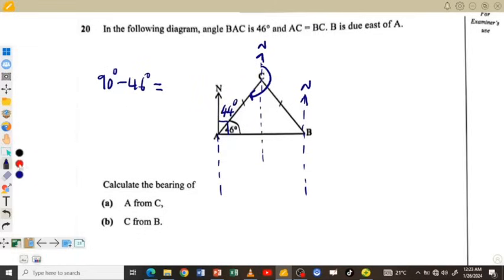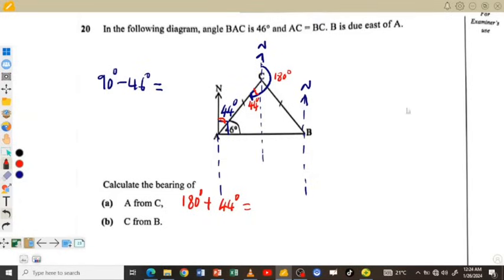Now, let us use one property. If you have a 46 right here, this angle and this angle right here are alternate angles. So even here, you're going to have 44 degrees. Now, to find the bearing from here up to this line on A, this is a 180 here. So you just add 180 plus this 44 degrees.